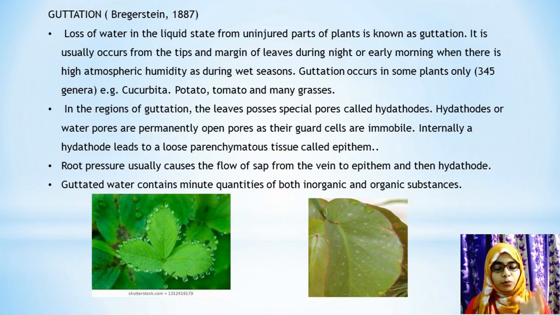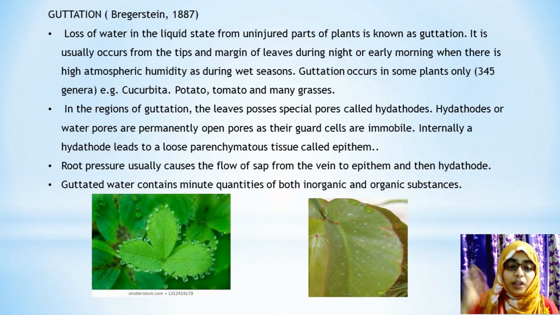Usually the movement of water is from the vein to the epithem. Epithems are nothing but small parenchymatous cells which are present inside the hydathodes. Okay, from vein to epithem to hydathodes. So through these hydathodes, the pressure created in the plant cell is released in the form of water. Okay. Guttated water contains minute quantities of both inorganic and organic substances. It is mostly water, but a very small amount of inorganic and organic substances is also present in the guttated water.